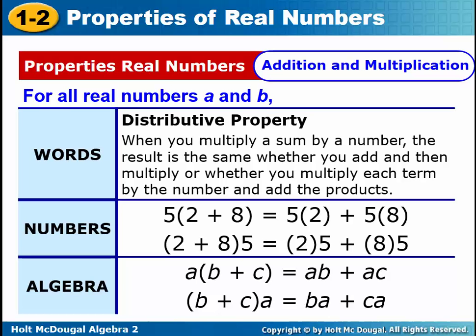The distributive property you should be quite familiar with. It says that the number on the outside will be multiplied by each term on the inside of the parentheses. So using algebra, ab plus ac. The number can be written at the back. It's still using the distributive property.